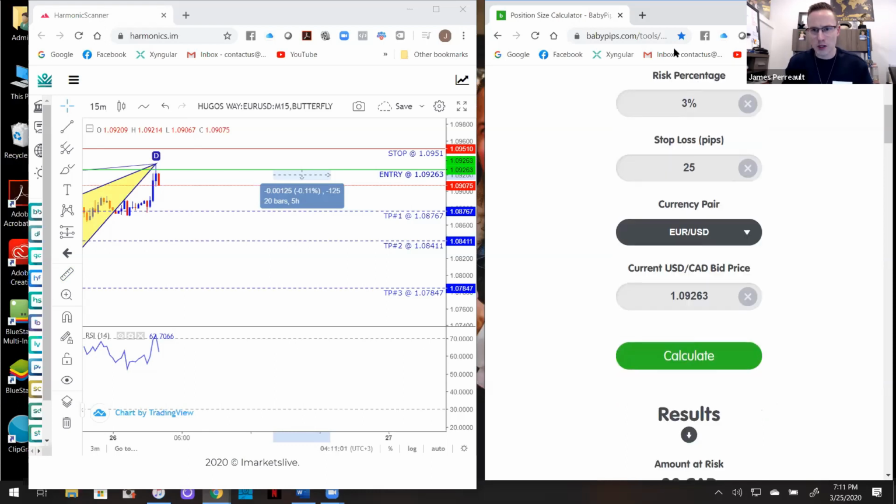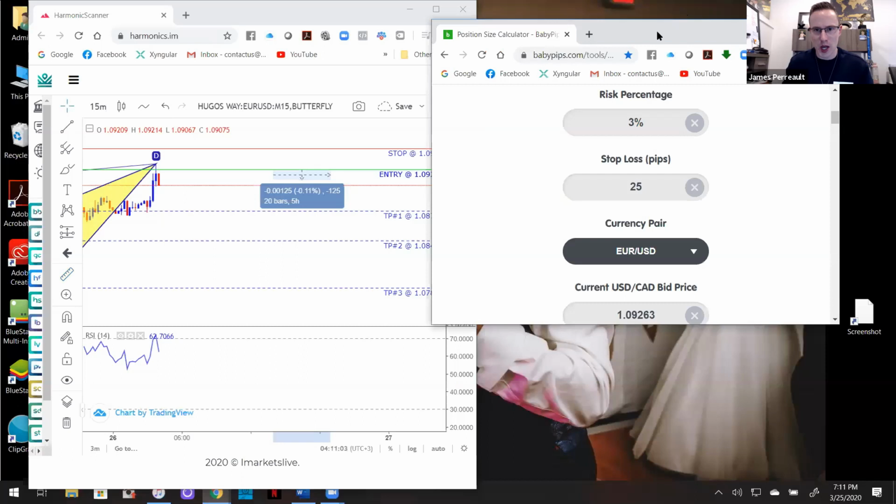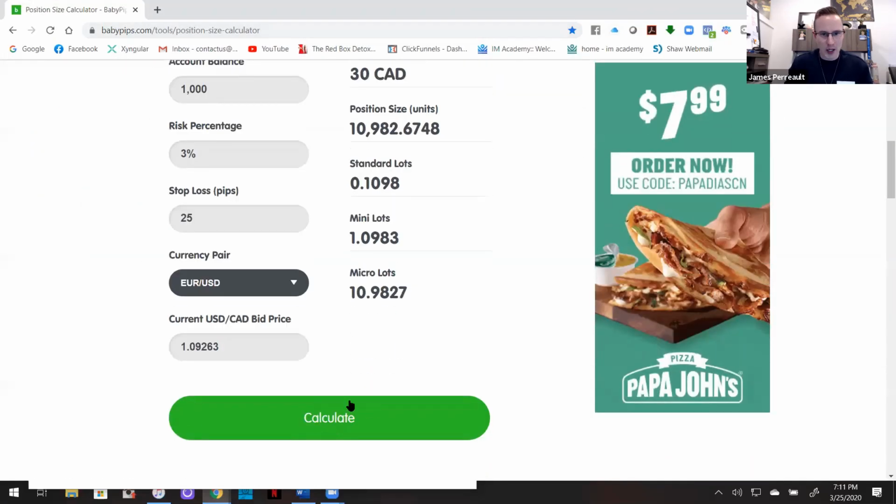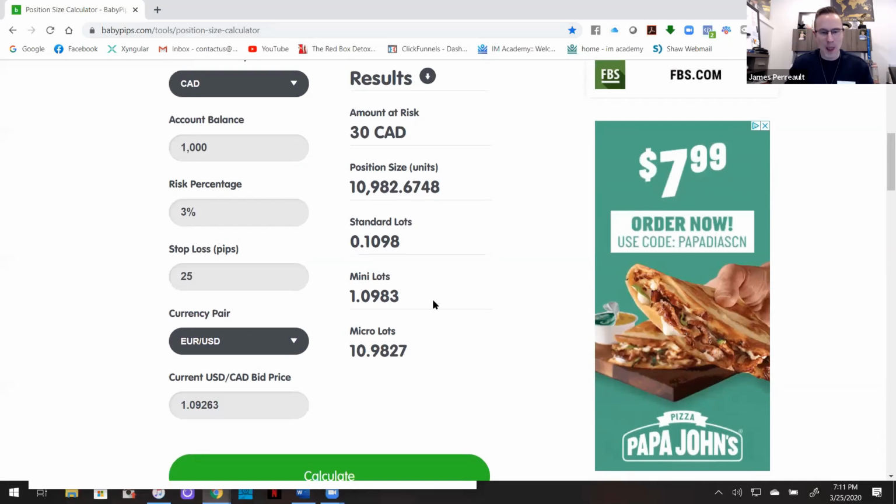And it's going to give you some results. I'm going to make this bigger here just to show you guys. With all of that information that we punched in, we hit calculate and it spits out these numbers. Now what you want to focus on is standard lot size. That's typically what we deal with. So in this trade, if I had $1,000 in my account and I only wanted to risk 3% on this trade, my lot size should be 0.10, or I guess you could round up to 0.11.